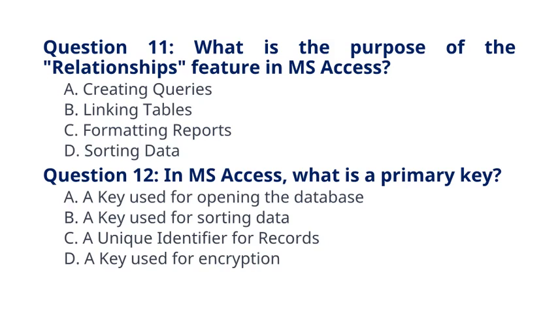C. A unique identifier for records. D. A key used for encryption. The correct answer to question 12 is option C. A unique identifier for records. Explanation: a primary key is a unique identifier for records in a table.